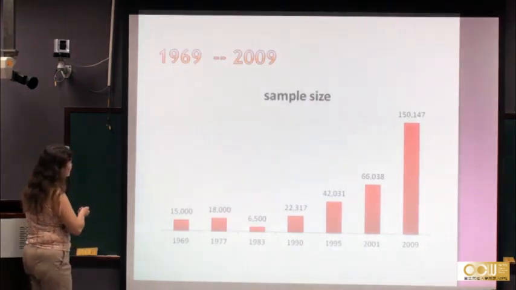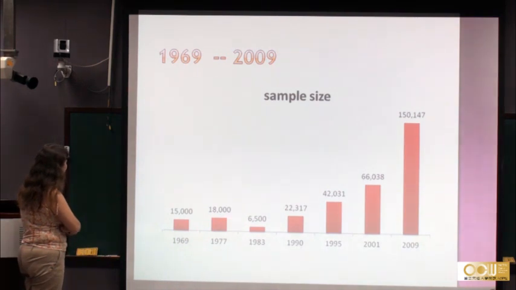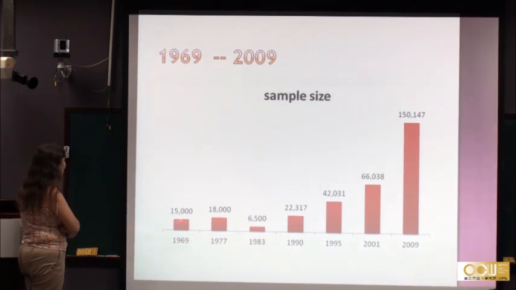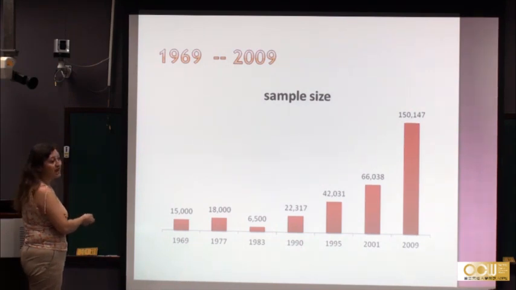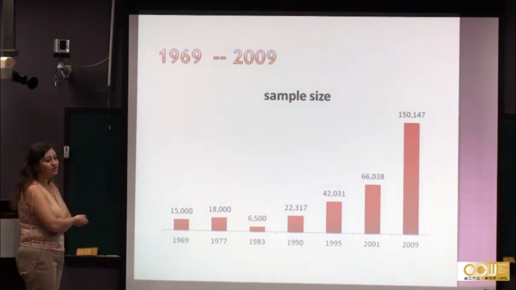So you see, this is the sample size. They started with a very low number of households in 69. So from 50,000, they jumped to 150,000 households in 2009. Mainly this is due to the fact that they have been able to engage states.